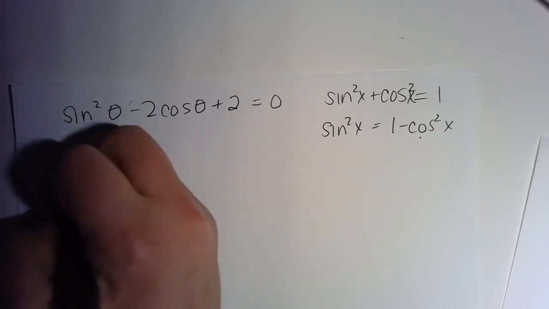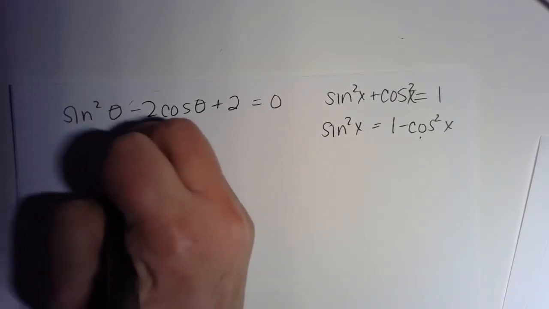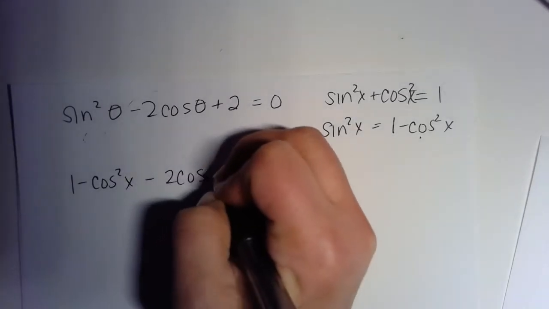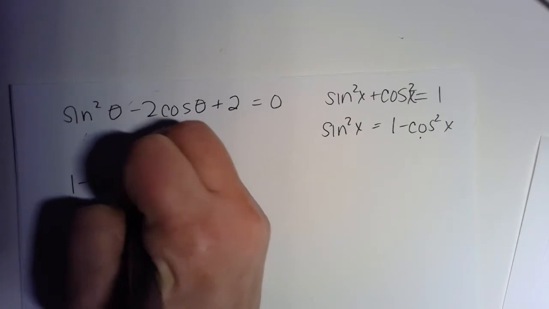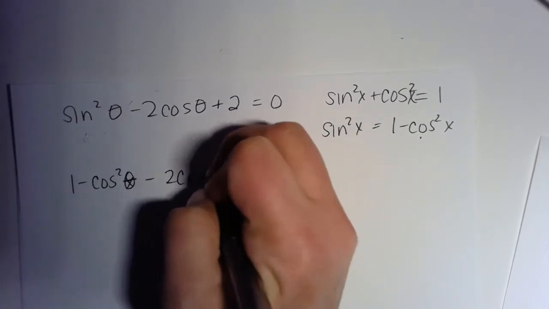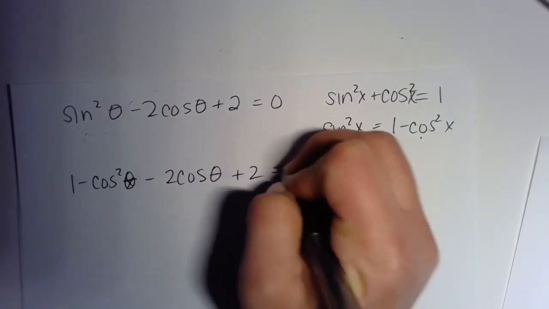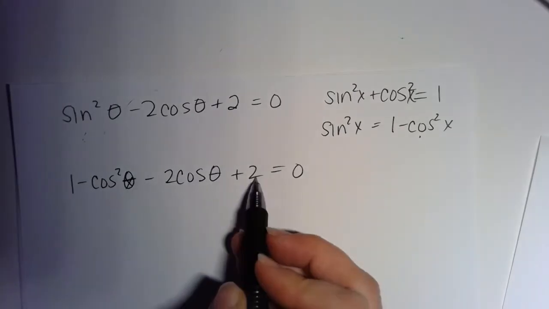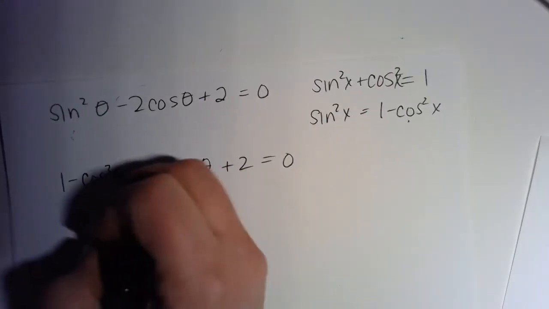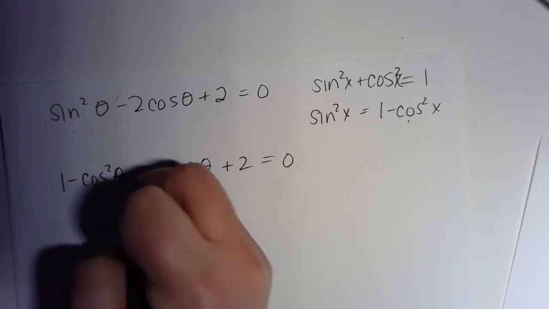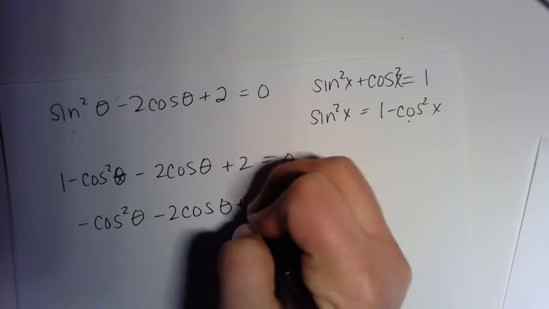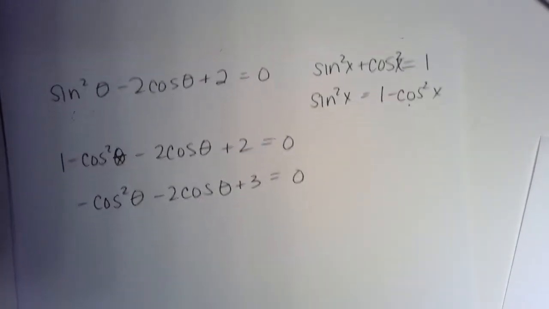So sine squared becomes 1 minus the cosine squared of theta, minus 2 cosine of theta, plus 2 equals 0. Sorry, I switched variables there in the middle. All right, so I can add this 1 and this 2 together. So now I have negative cosine squared theta minus 2 cosine theta plus 3 equals 0.